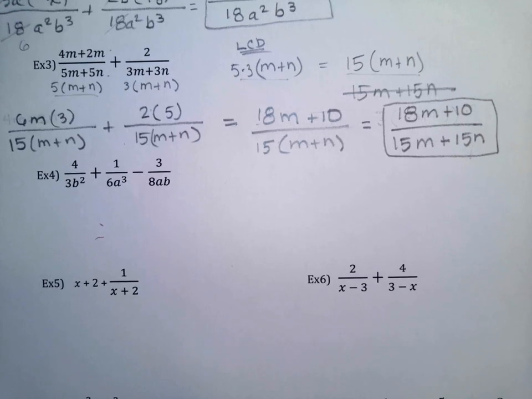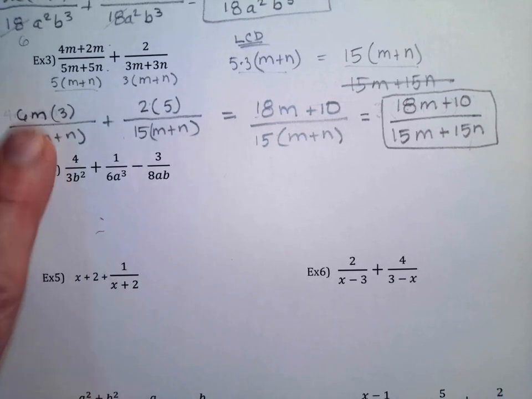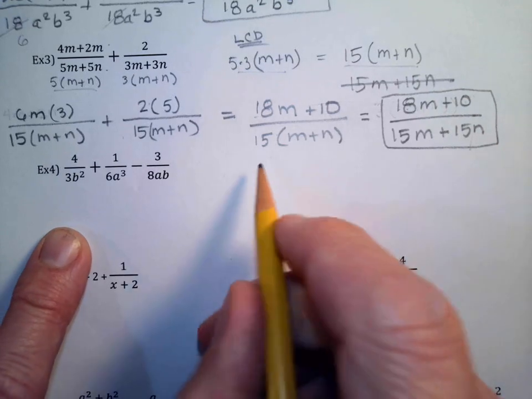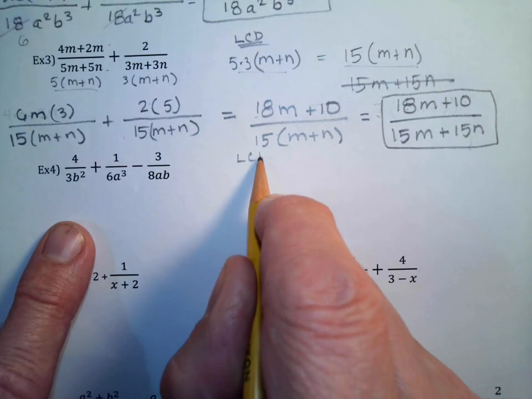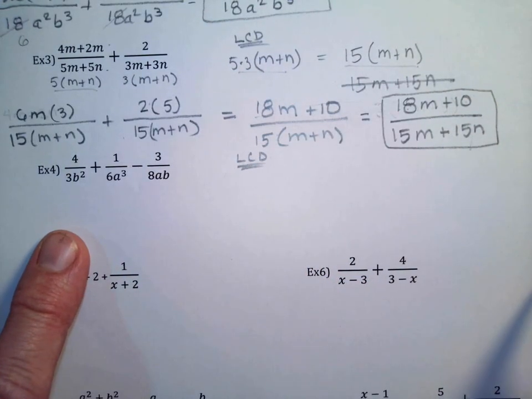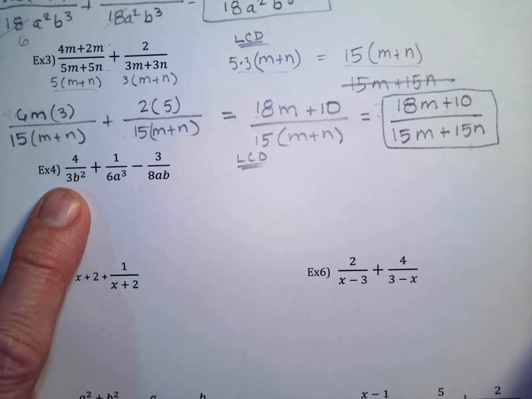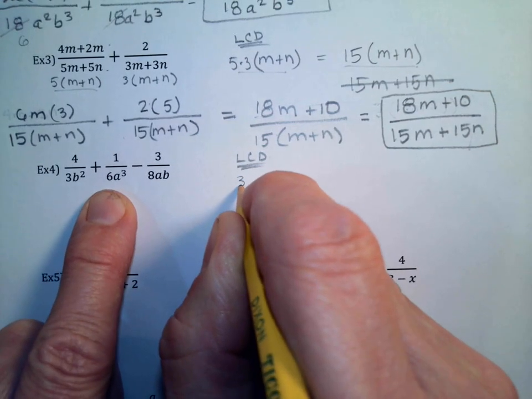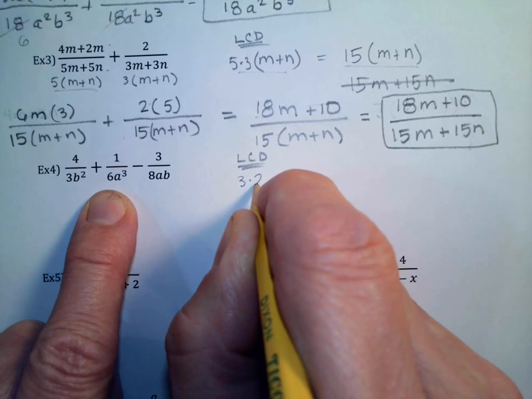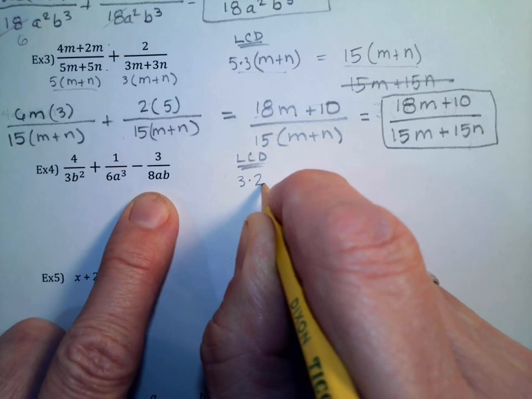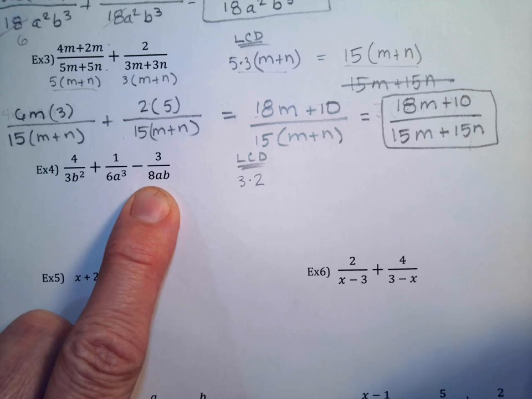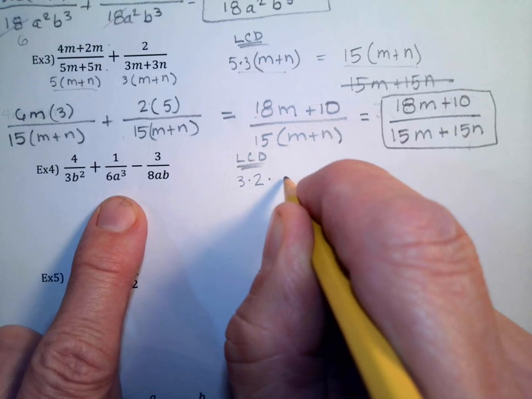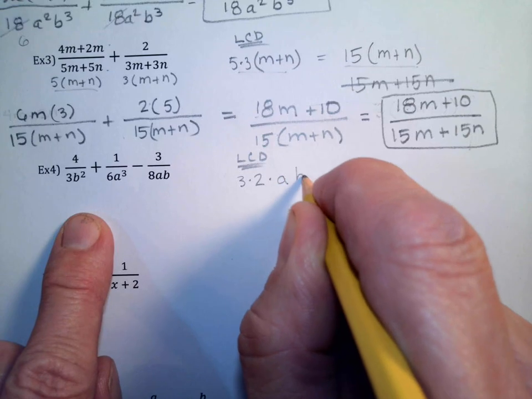All right, number 4. Now these are all monomials this time. So first come up with the LCD. All right, so we know there's a 3. This 6 is 3 and 2, so I know there's going to be a 2. And the 8, that's 2 cubed, so I have a 2 in there already. So I'm just going to write down everything that's going to be in there. I know an a is going to be in there, and I know a b is going to be in there.